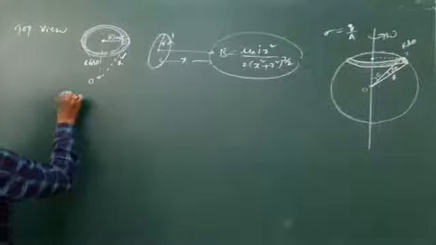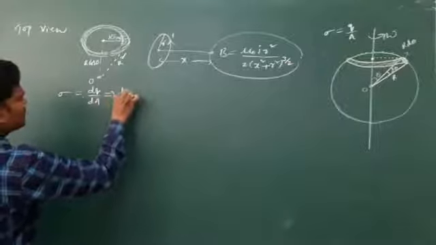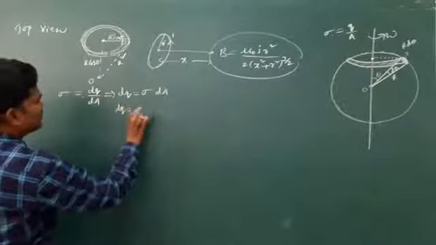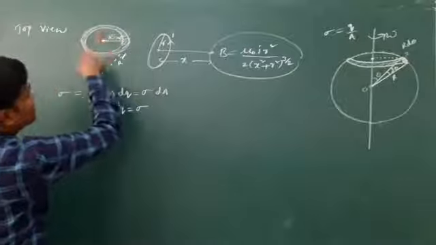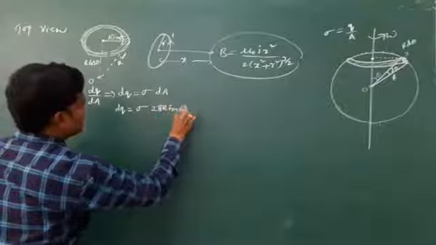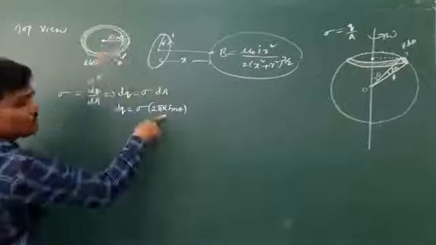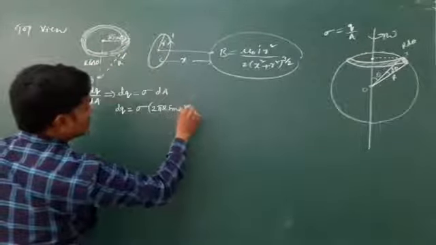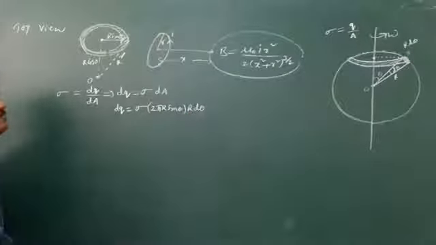Okay, we know sigma is equal to dq by dA. So dq is equal to sigma dA, the area of this small strip. So the area of this one is 2 pi r sin theta, the circumference, into the small strip thickness, nothing but the arc length r d theta. So this is the area.